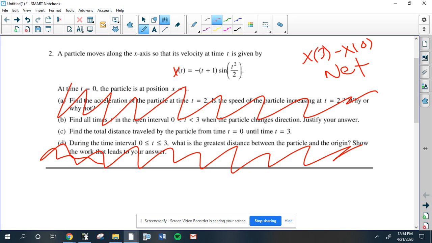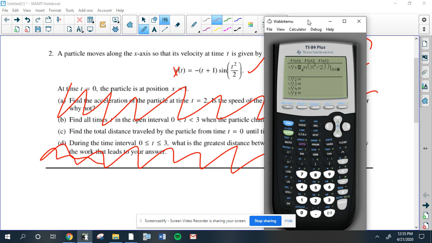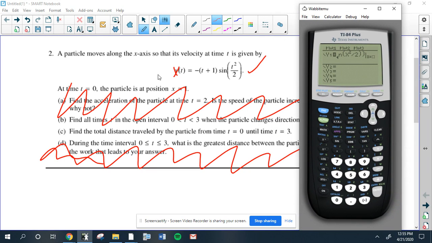So the first thing you need to do is find out where you change directions by finding out where the velocity changes signs. Notice you don't have the velocity here. You could differentiate that using the product rule and then find out where it equals 0. I'm going to do it, and I don't suggest doing it this way, but just for sake of time, I'm going to do it by having my calculator calculate the derivative and graph it.